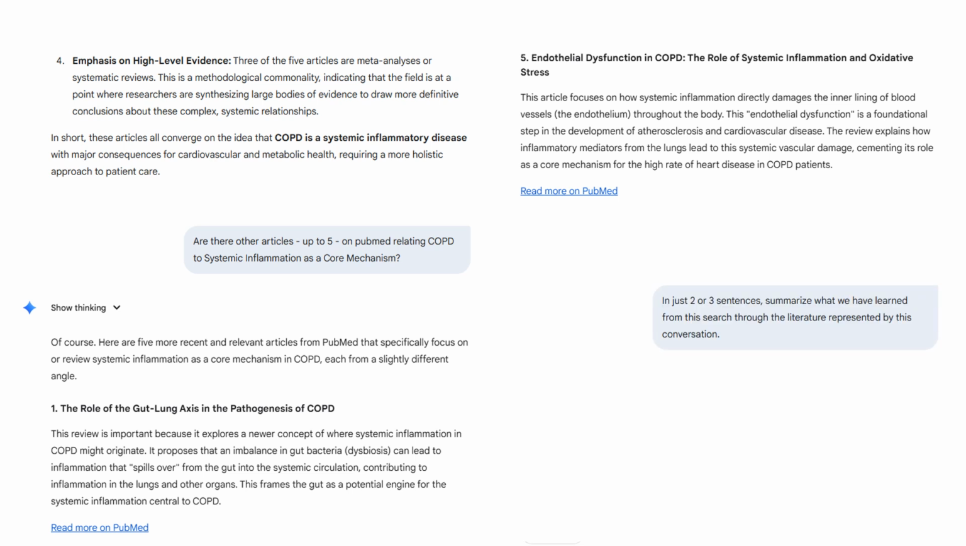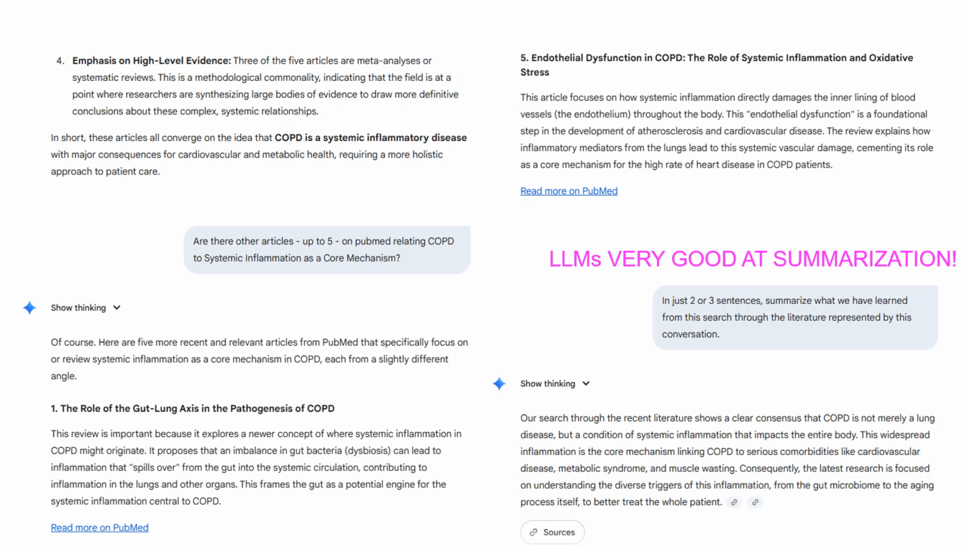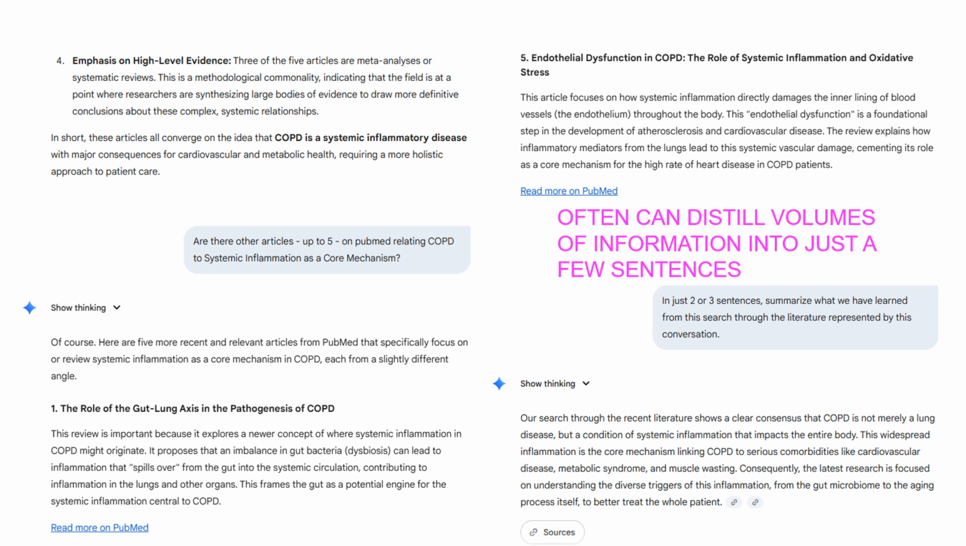Now I'm going to ask it to summarize in 2 or 3 sentences what we've learned from the search through the literature represented by this conversation. Large language models are very good at summarization. Here's what it tells us. Our search through recent literature shows a clear consensus that COPD is not merely a lung disease, blah, blah, blah, blah, blah. Focused on understanding diverse triggers of this inflammation, from the gut microbiome to the aging process itself. So, large language models can distill huge volumes of information into just a few very concise sentences, and they're very good at that.